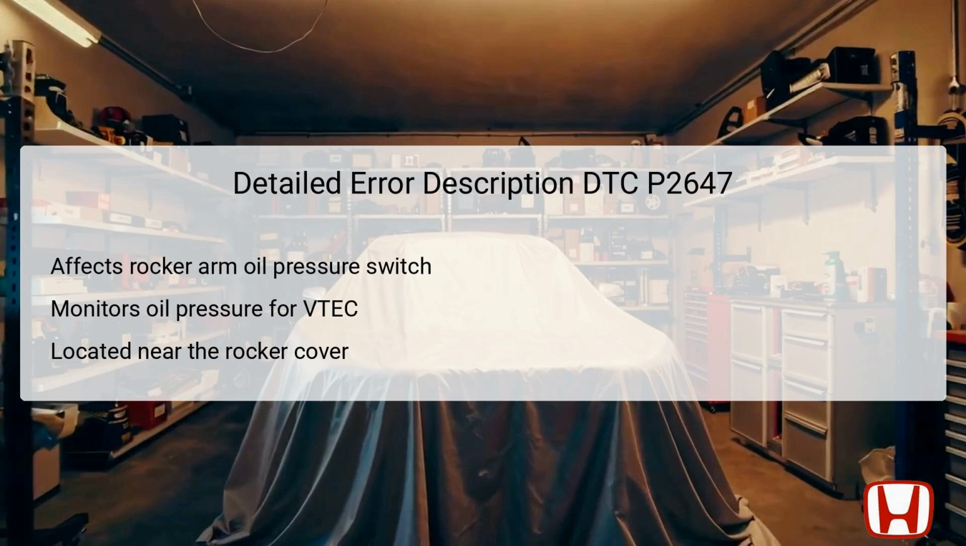A high voltage reading can indicate either an electrical issue with the switch itself, such as a short circuit, or problems with connections and wiring that can lead to inaccurate signals. If this error code is set, it may affect the effective operation of the VTEC system, which could result in decreased engine performance and efficiency. Therefore, understanding the role and location of this switch is critical for accurate troubleshooting and subsequent repair.